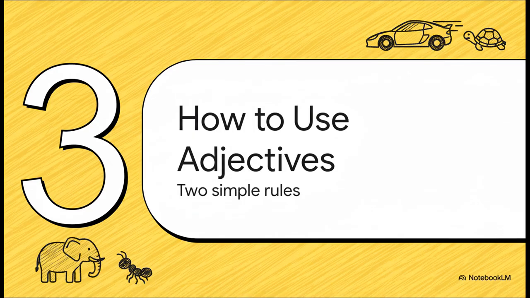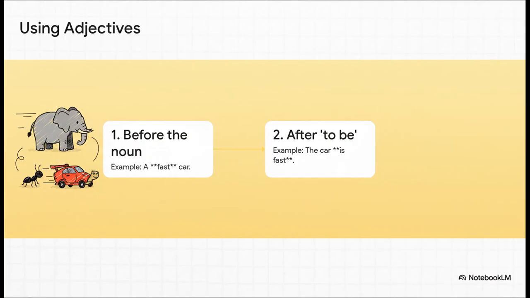Okay, so knowing the words is one thing, but how do you actually use them in a sentence? Well, the great news is it's super easy. There are really only two main ways to do it. Rule number one, you can stick the adjective right before the thing you're describing, like a fast car. Easy. Or rule number two, you can put it after a verb like is or are. So you'd say, the car is fast. See? Both work perfectly, just a slightly different way of saying the same thing.